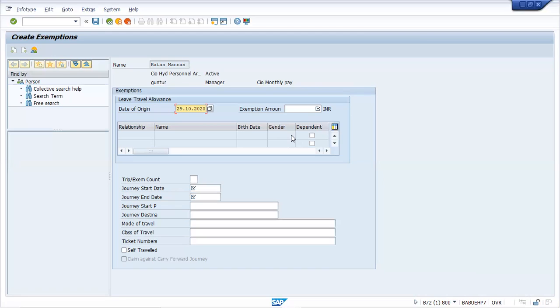So we can maintain some random figure, Shrikant, and then we will see how it is calculated. Okay, sir.